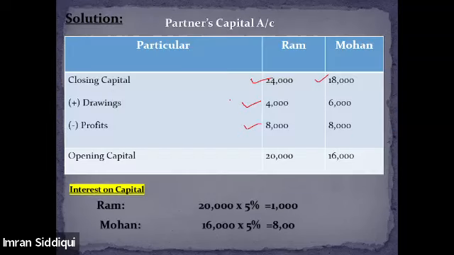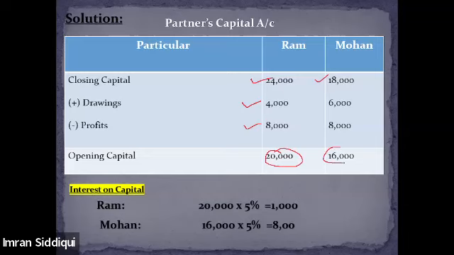Therefore, we'll subtract the profit from their closing capital in the equal proportion, 8,000, 8,000. And this way, by subtracting profit and adding the amount of drawing in the closing capital, we'll get the opening capital balance. So you have to remember the formula.